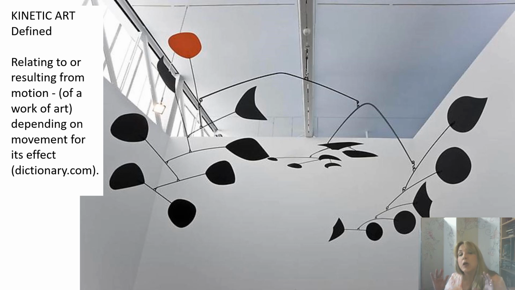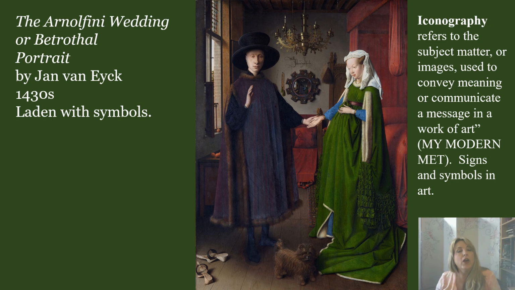Now, if I wanted to appropriate his work and give it my own spin and do it in purple, well, that's appropriation. I'm changing it, but I'm certainly still in the manner of. Is it plagiarism? Not really, because you're changing it enough that it's a new idea. The Arnolfini Wedding or Betrothal Portrait by Jan van Eyck, very famous work.